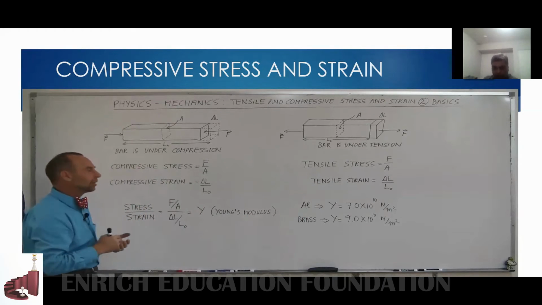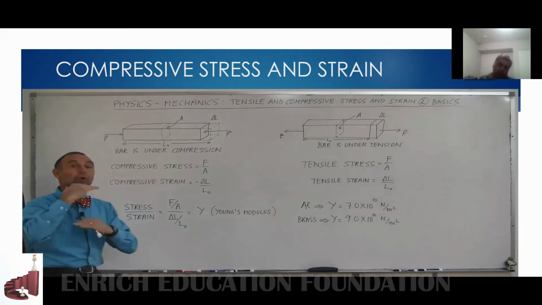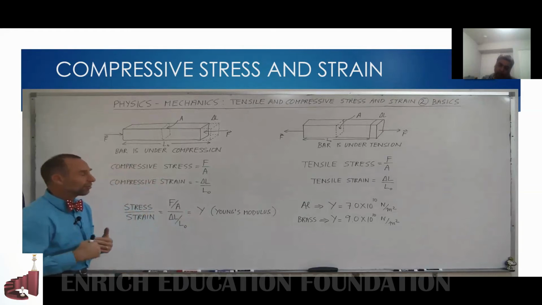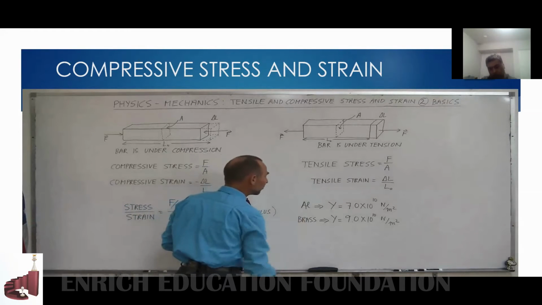How easily does it resist deformation? The bigger the number, the bigger the ratio, the more it resists deformation. The smaller the number, the less it resists deformation. So as an example, we have two materials, call it aluminum and call it brass.